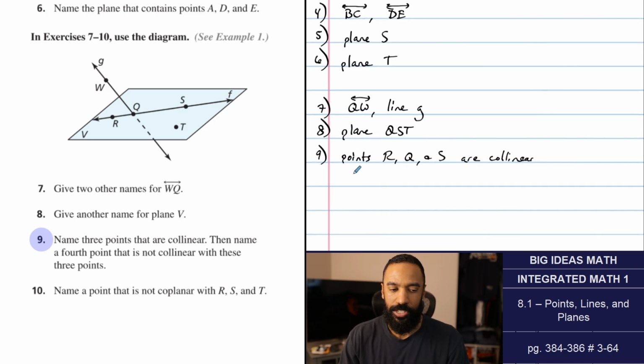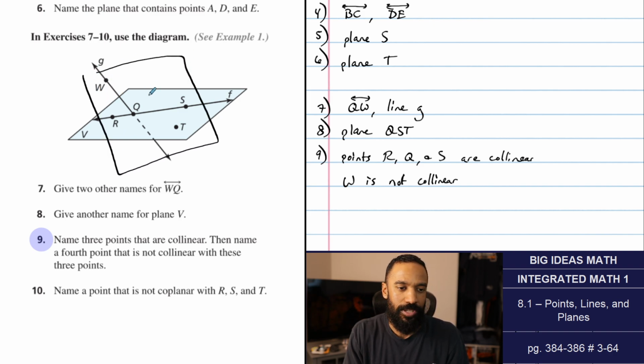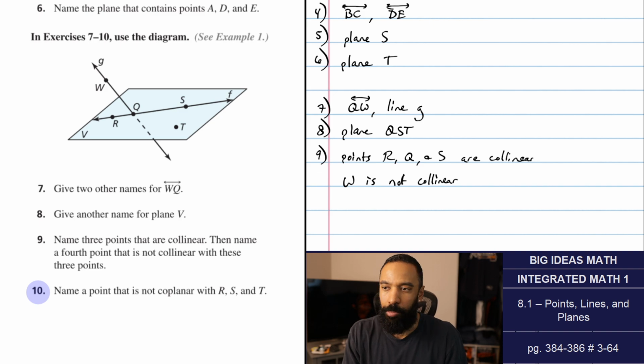So name a 4th point that is not collinear. W is not collinear. It's also not coplanar. Oh, actually take it back. W would be coplanar with these. We just don't have the plane that's drawn that represents it. But it's not collinear with R, Q, and S. Number 10, name a point that is not coplanar with R, S, and T. Oh, W. So let's change this one from W to T just to have different answers. T is not collinear with them.